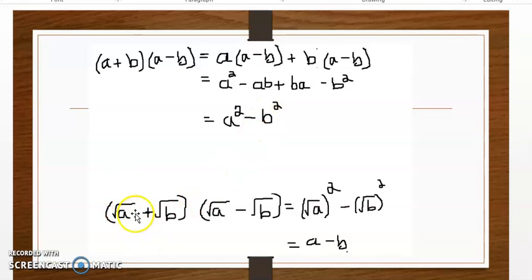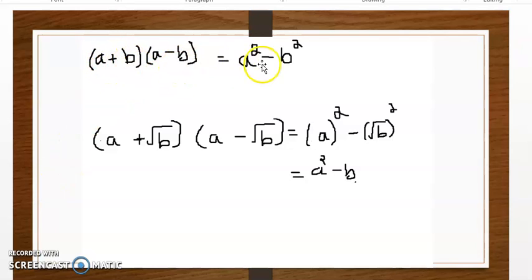So what about root a plus root b into root a minus root b? If it was a, we use a square. Now we have root a, so we have root a square minus, instead of b we have root b, so root b square. Root a square is a, root b square is b. So root a plus root b into root a minus root b is a minus b.